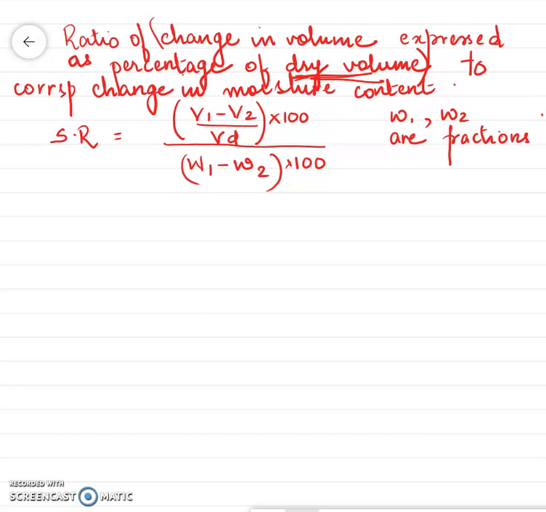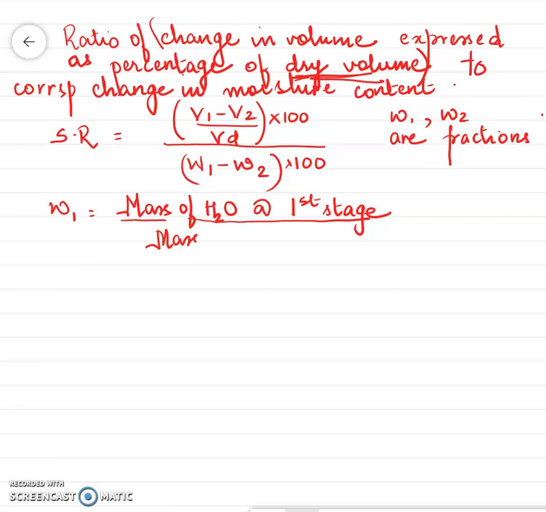Okay, so now what are W1 and W2? These are the moisture contents. So what is W1 basically? It's a moisture content, so mass of water divided by mass of solid. So I'll write this as mass of water at, let's say, first stage, at one particular moisture content, divided by mass of solids. You all remember the equation for moisture content? Yes, so divided by mass of solids.